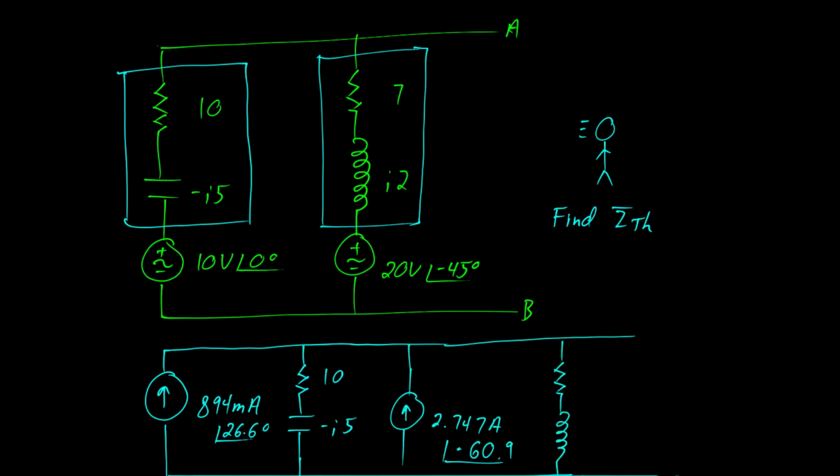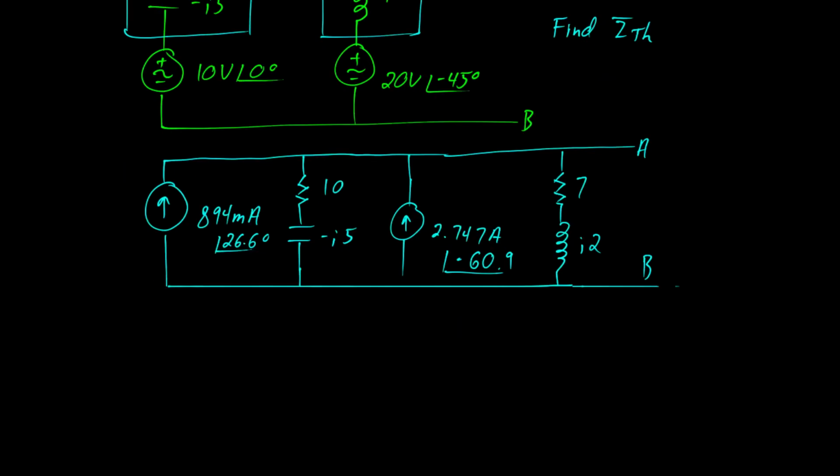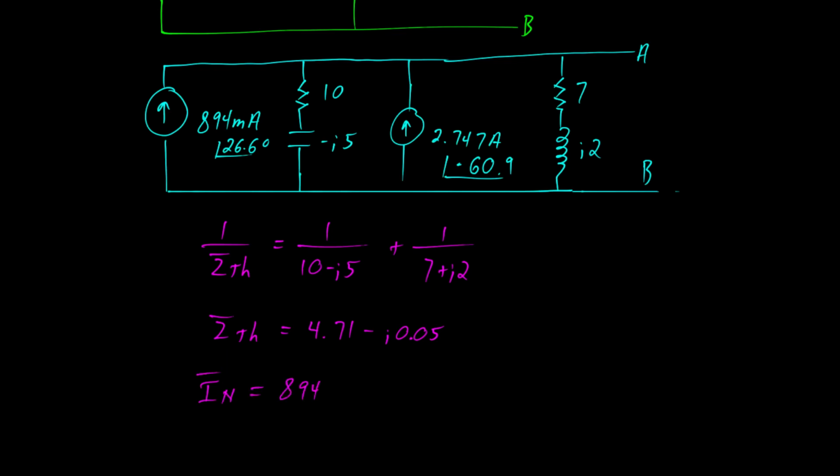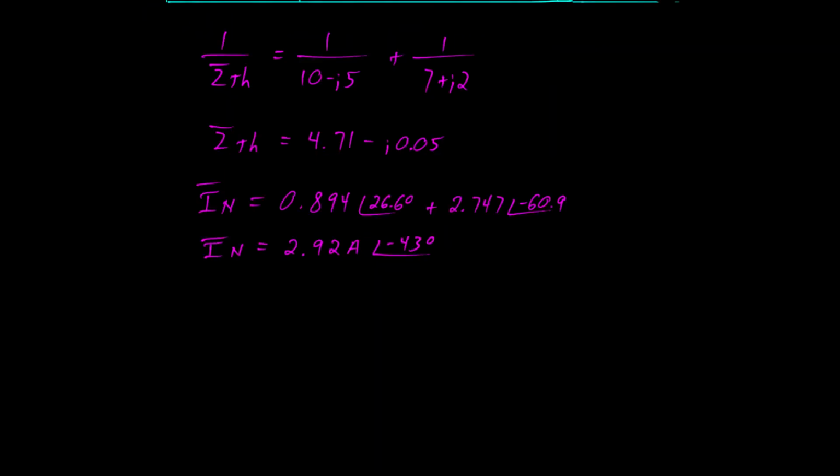This Norton form is much easier to deal with. We see we have two current sources that are in parallel, and we have two impedances that are in parallel. We can go ahead and combine those. This takes care of the impedances, and this takes care of the current sources. When we put that together, we end up with a circuit that looks like this.